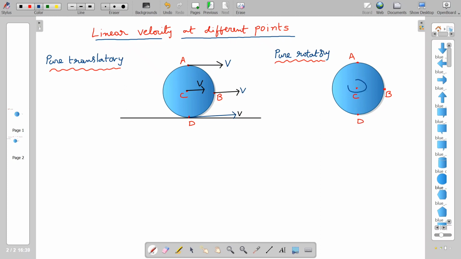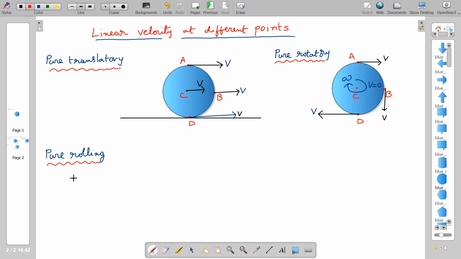This sphere in pure rotatory motion has angular velocity omega. So at point A, linear velocity is along the tangent, that will be V. And at point B, the direction of linear velocity is along the tangent, vertically downward, that is V. And at point C, linear velocity will be 0, that is at point C, V equal to 0, because the sphere is in rotatory motion. And at point D, the direction of velocity is along the tangent towards the left side, that is V.